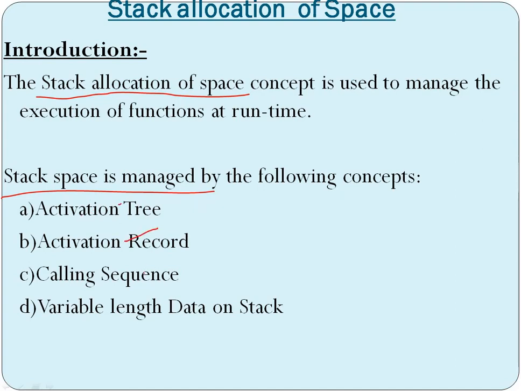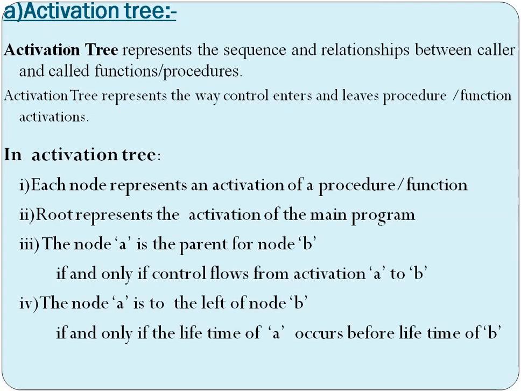Activation tree, activation record, calling sequence, variable length data on stack. Let us see the first one, activation tree. The activation tree represents the sequence and relationships between caller and called functions. During program execution, a number of functions are going to be called. One function can call another function, so there may be a huge number of calls. Which function is called by which function? All such information is maintained in a tree structure known as the activation tree.